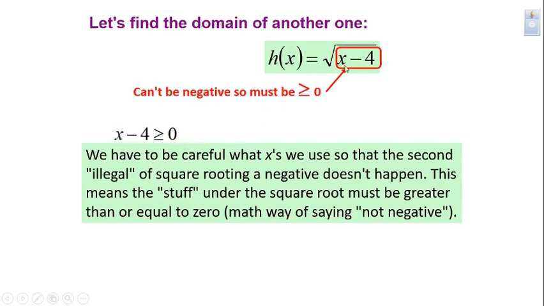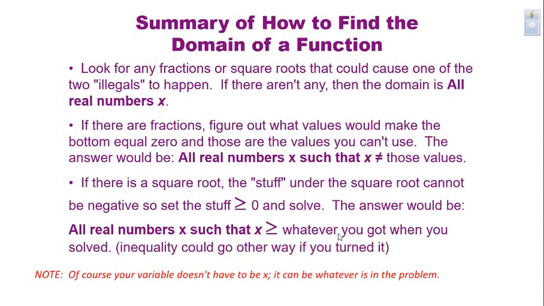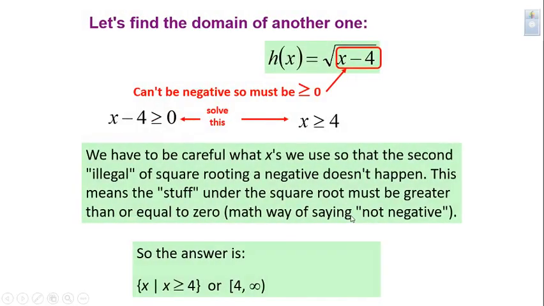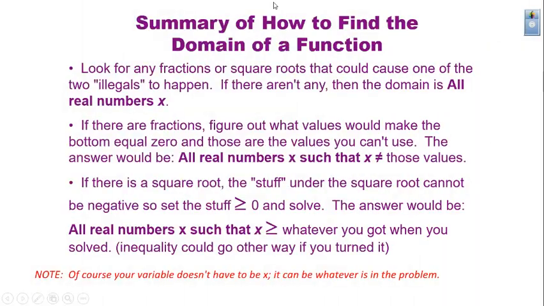So we take what is under the radical and we set it greater than or equal to 0, then we solve for x. And we realize that that only happens if x is greater than or equal to 4. So therefore, the domain of this function is the set of all real numbers x such that x is greater than or equal to 4, or the interval notation is bracket 4 to infinity. All right, now let us quickly take a recap then of what we just said about domain restrictions.